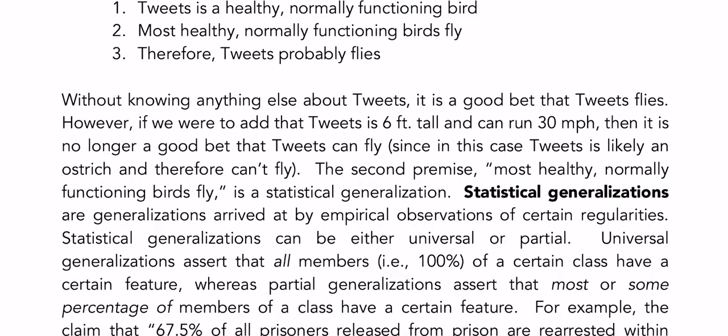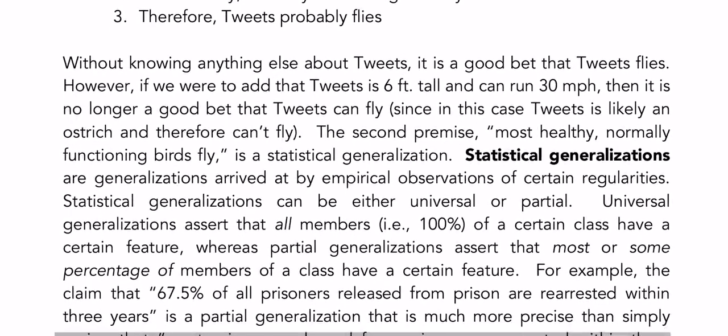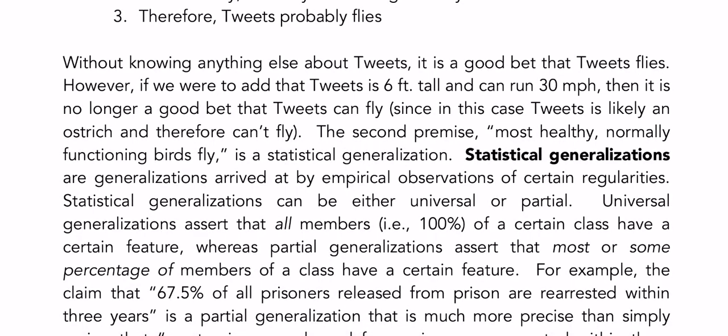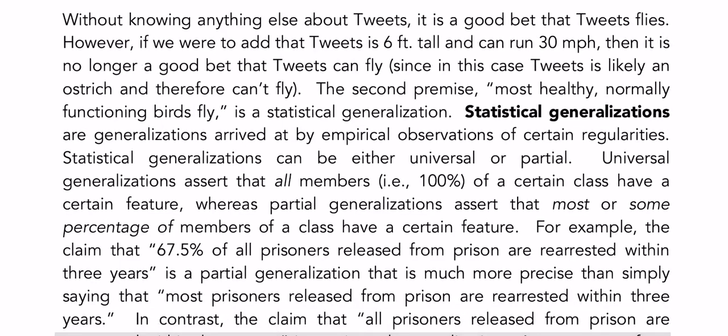Statistical generalizations are generalizations arrived at by the empirical observation of certain regularities. Statistical generalization can be either universal or partial. Universal generalization asserts that all members of a certain class have a certain feature, whereas partial generalization asserts that most or some percentage of the members of a class have a certain feature.